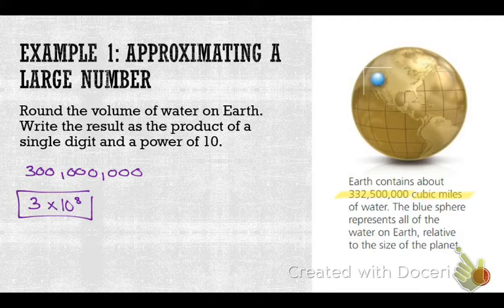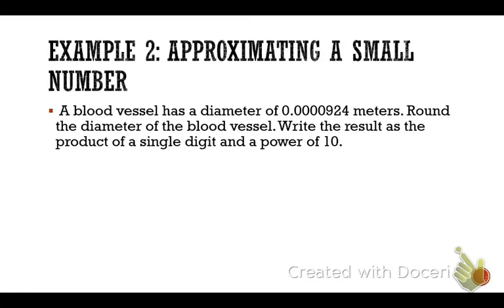That's it. Now we're going to talk about a really, really small number. So this you haven't learned, but the concept is still the same. A very, very large number, we would write it like we did in example 1. But now we have a very, very small number, like a blood vessel. You probably haven't thought about your blood vessels in this way. It has a diameter of 0.0000924 meters. So round the diameter of the blood vessel. You will go to your first digit that is not 0. So what number is that?